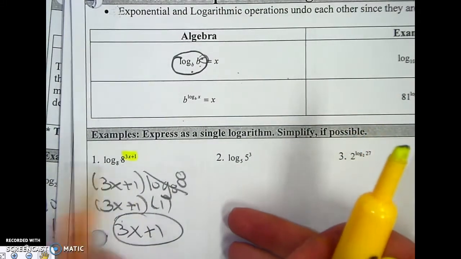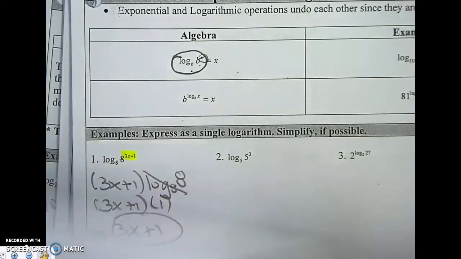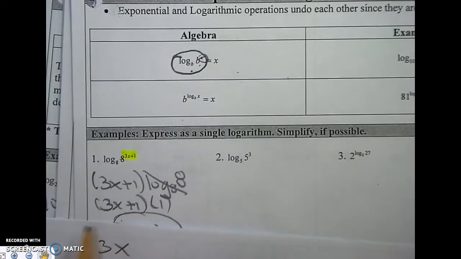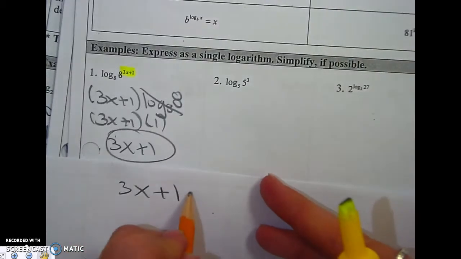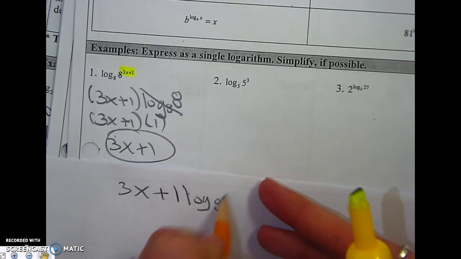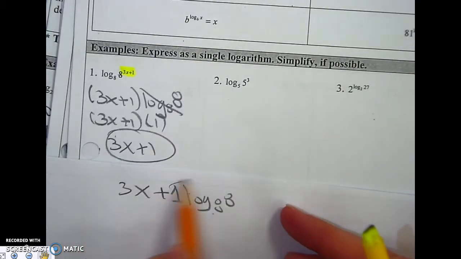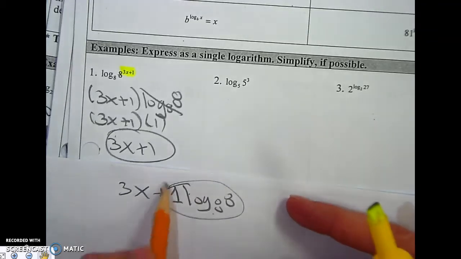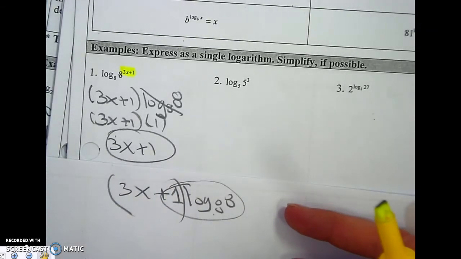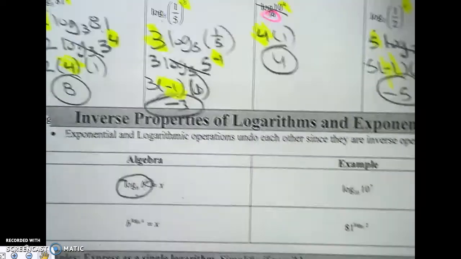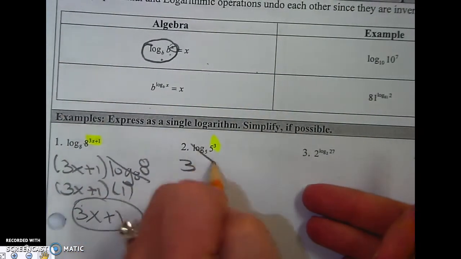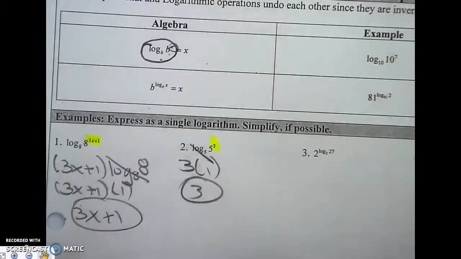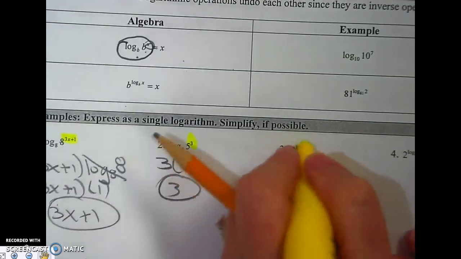You need to put it in parentheses. If you don't, and you leave it 3x plus 1 log 8, what you're saying is only the 1 is multiplied by the log 8, when really all of it is multiplied by the log 8. Right? Same thing for the next one. Little, big, boom, 1. And you're out. Now, this one's going to seem a little bit different because this is big.